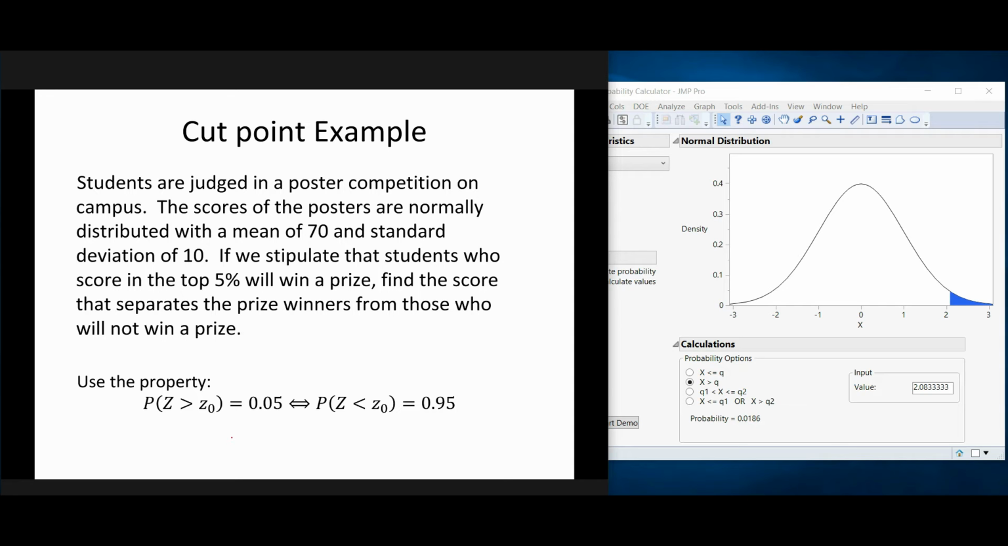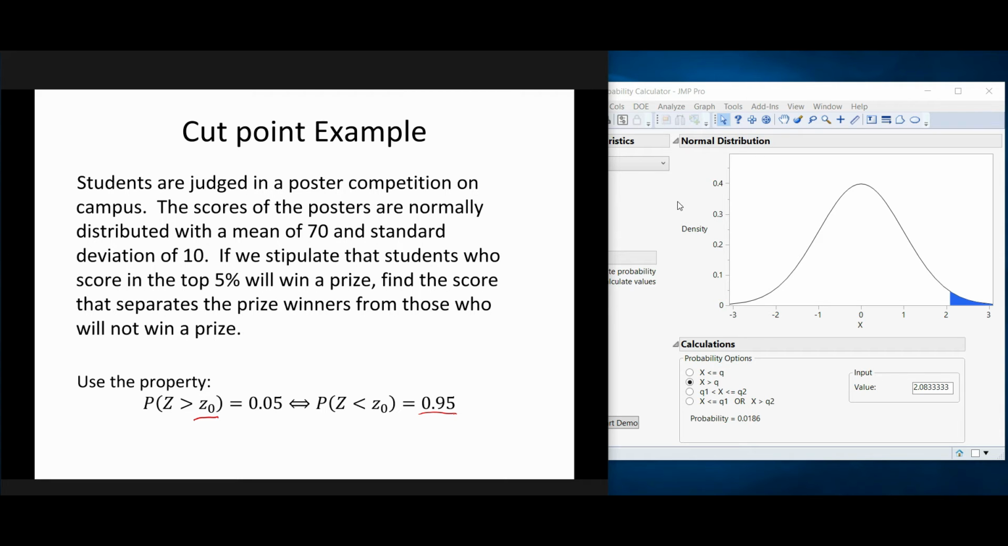Okay, so the probability that the standard normal random variable is above some quantity z naught, we want that to be 5%, 0.05. And we can note that that implies that if there's 5% of the area above it, then there's 95% of the area below it. So we could look at that from a couple of ways.